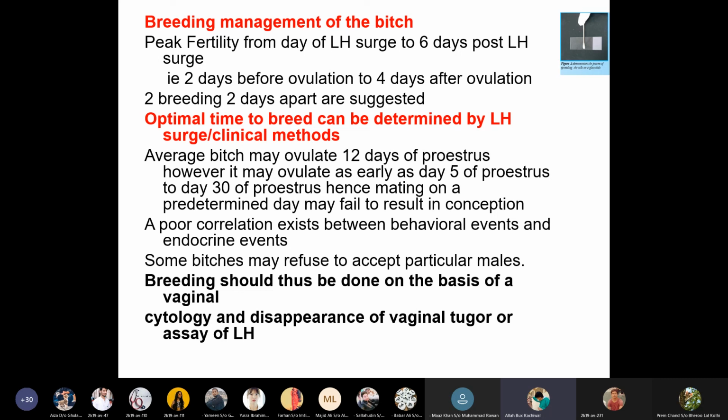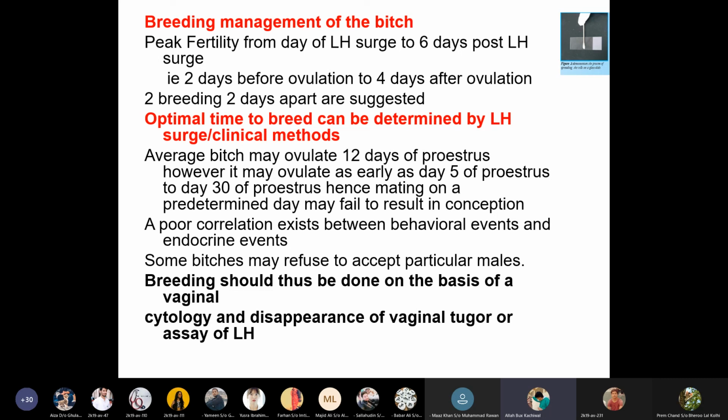That is 2 days before the ovulation to 4 days after ovulation. Two breedings, 2 days apart, are suggested. The optimum time to breed can be determined by the luteinizing surge and clinical methods. The average bitch may ovulate at 12 days of proestrus. However, it may ovulate as early as day 5 of proestrus to day 30 of proestrus. Hence, mating on a predetermined day may fail to result in conception.